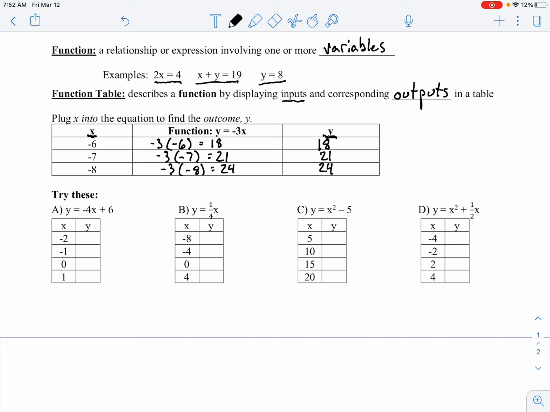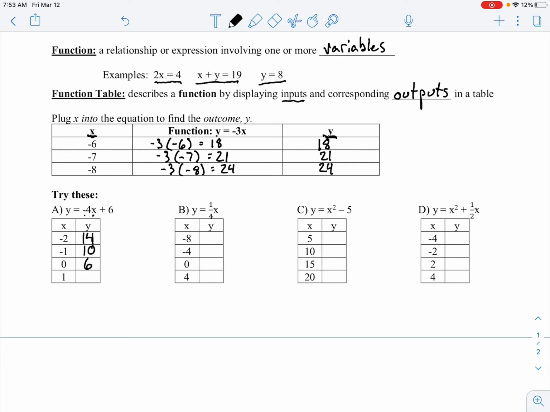So we plug in our x values to get our y values out. So when x is -2, we get -4 times -2 is going to give us 8. 8 plus 6, we get a y value of 14. -4 times -1 will be 4. 4 plus 6 is 10. Plug in 0. -4 times 0 is 0. And 0 plus 6 is 6.